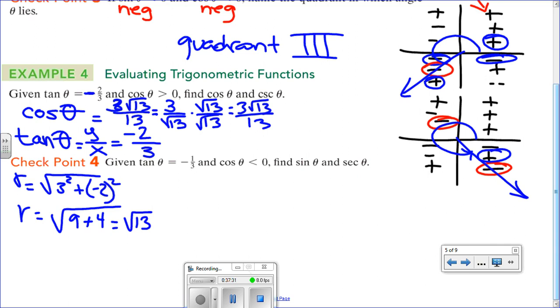Okay, now who's gonna tell me the cosecant? So that's gonna be the r over y. Yes, square root of 13 over 3. Wait, no, he's right. No, he's not. I think cosecant is r over y. So what is r? Square root of 13 over -2, not 3.